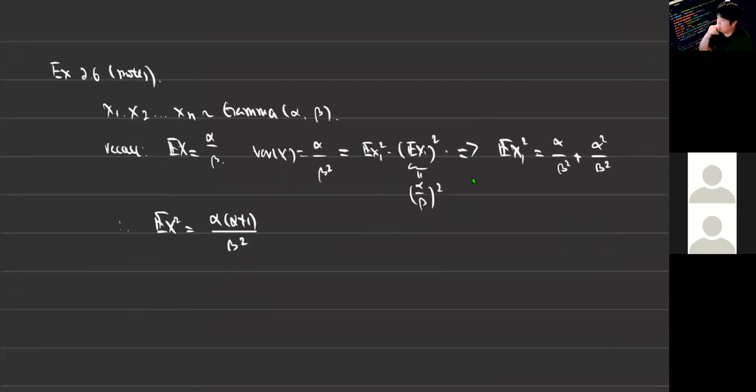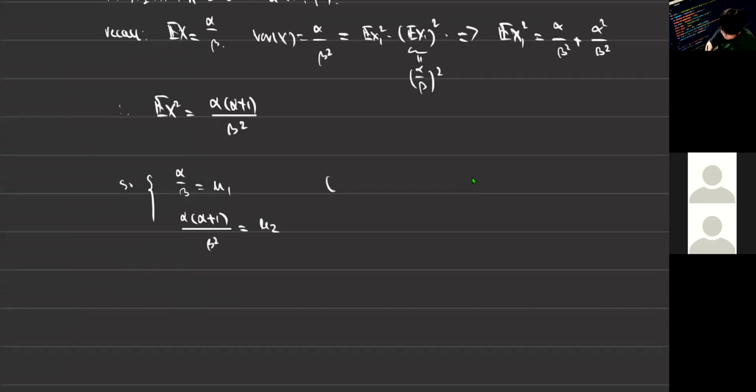Okay, so those are your two equations, right? Two equations, two unknowns. So you write it out, you can say something like, okay, alpha over beta, that's your first moment, so mu1. And then also you have your second moment, alpha plus 1 over beta squared, so mu2. Two equations, two unknowns, okay? That's 1, that's 2.